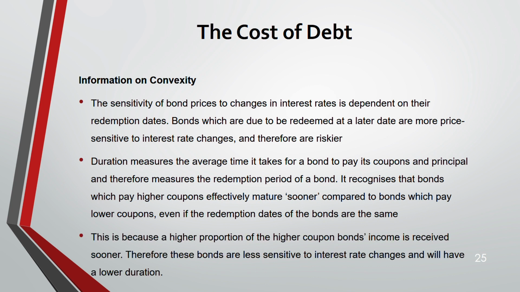This is because a higher proportion of higher coupon income is received sooner. So if you are receiving higher income sooner, your bonds are less sensitive to interest rate changes and will have a lower duration. Duration will be low if you have a higher coupon bond, because bonds are less sensitive to interest rate changes during their short period of time. It's better to receive a higher amount of coupon earlier than later, because later, interest rate changes will affect the bond price. You understand?